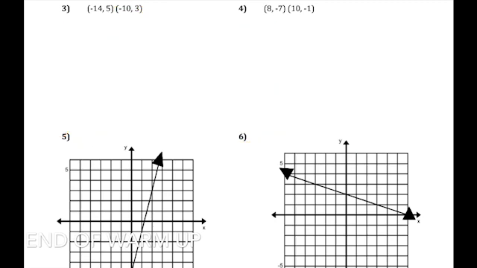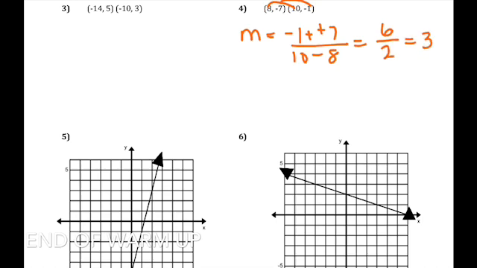Number 4, same thing as number 3, I'm going to have to find the slope first. So the first thing I'm going to do is say that the slope is equal to y minus y, so -1 minus -7 over x minus x, 10 minus 8. That's equal to -1 plus 7 is 6, 10 minus 8 is 2, and so that reduces to 3. So that's my slope that I need, and then I'm going to choose a point.